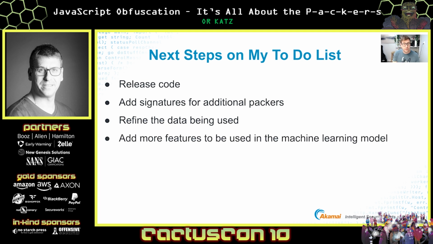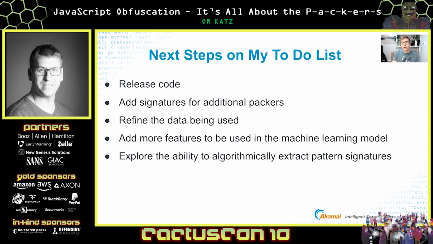Add more features into the machine learning model and explore the ability to algorithmically look into obfuscated files and create those signatures that I was creating. I created them manually, right? I was going over those files and looking for functionality that is associated with obfuscation, and I was able to see that functionality is always being used as part of that packer, and I was able to create a signature for that. Doing that algorithmically or automatically will make much more sense and create much more accurate results.